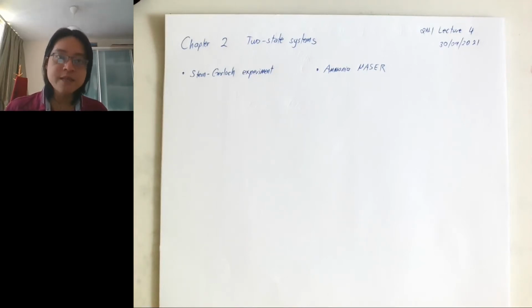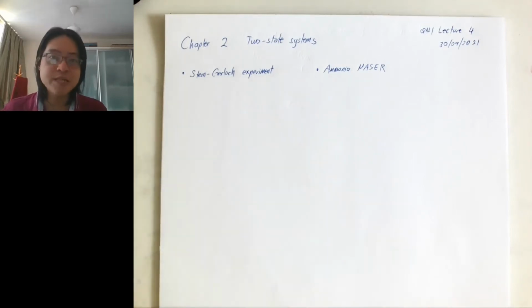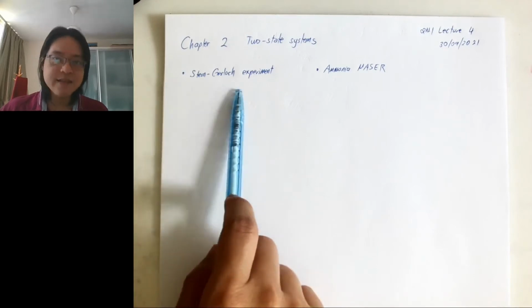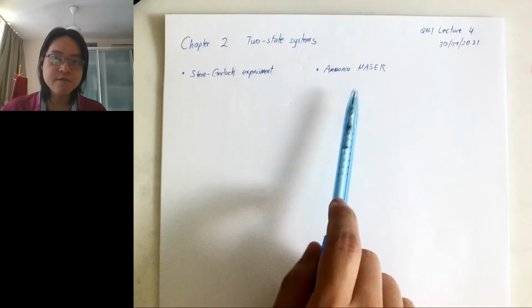So chapter 2 is basically covering two relatively simple experiments. This one was done, I think, in the early 1920s, and this experiment was done around the 60s.